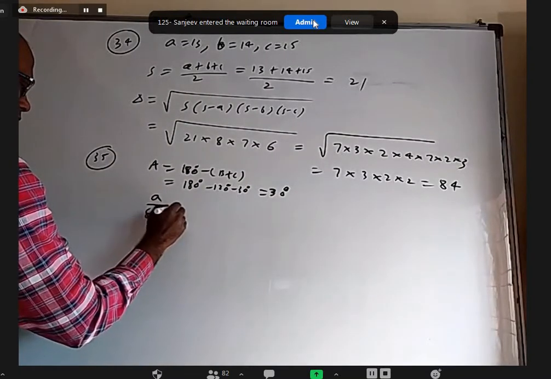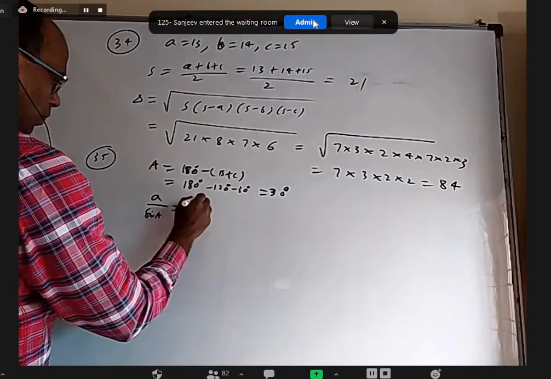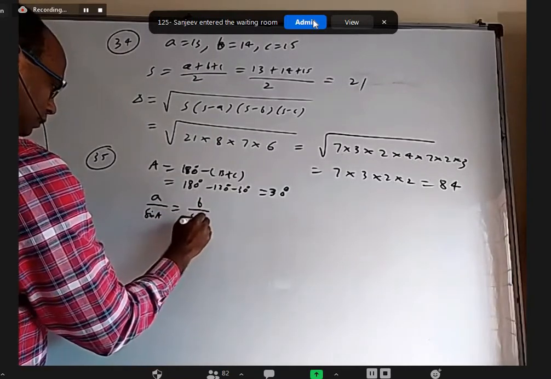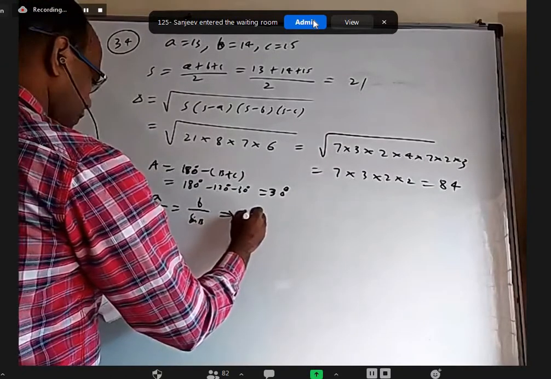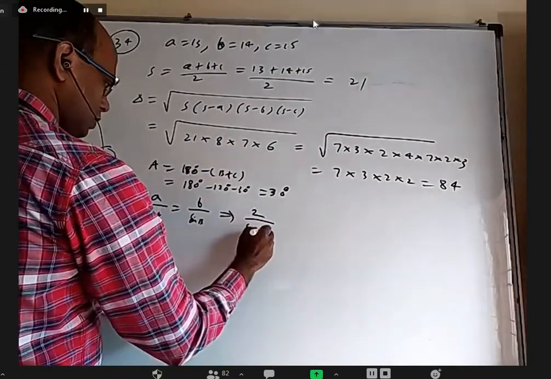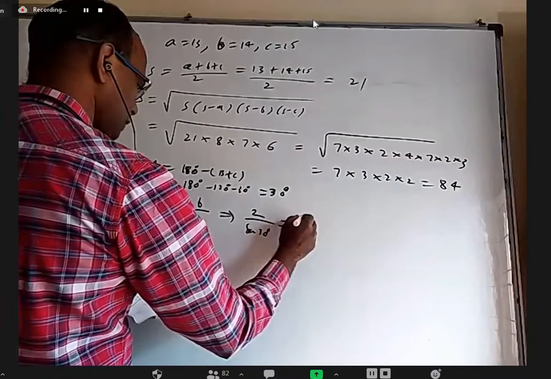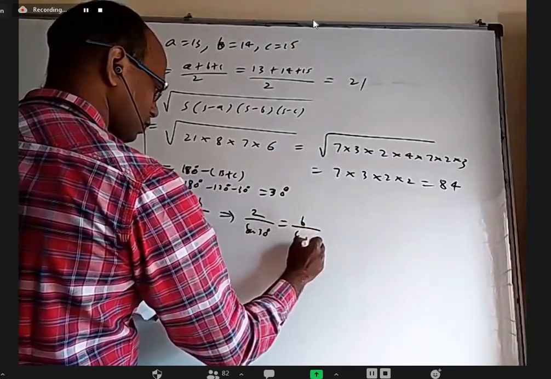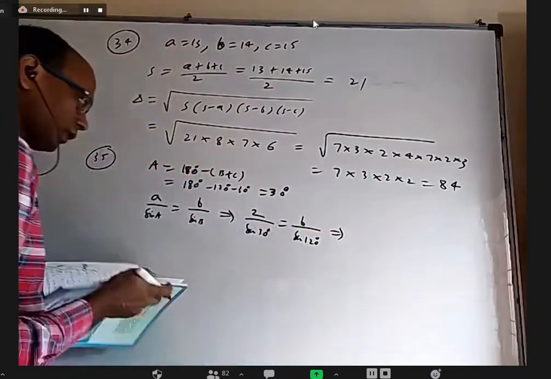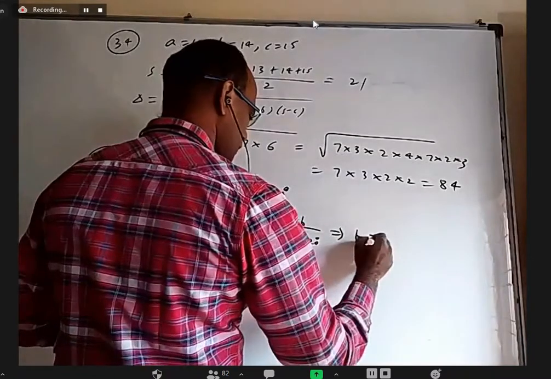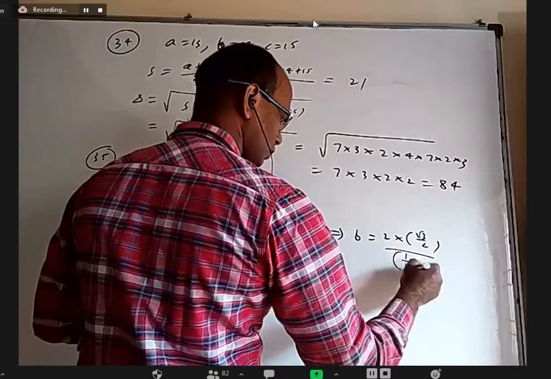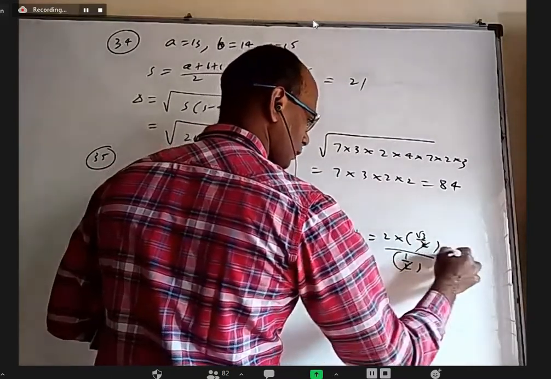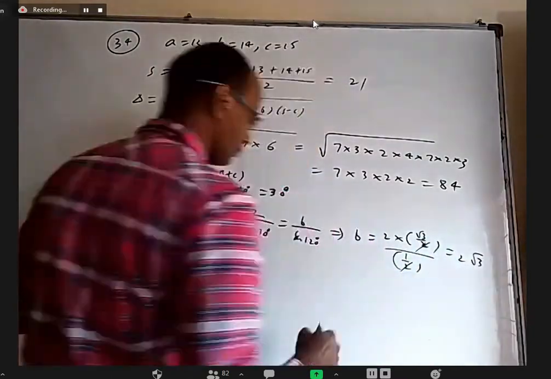A by sin A is equal to B by sin B. A is 2, sin A is sin 30, B I don't know, and this is sin 120. So I'll get B equal to sin 120, which is root 3 by 2, divided by sin 30, which is 1 by 2. I'll get 2 root 3.